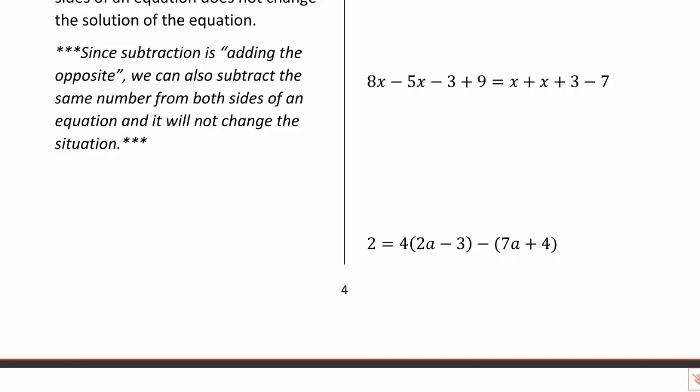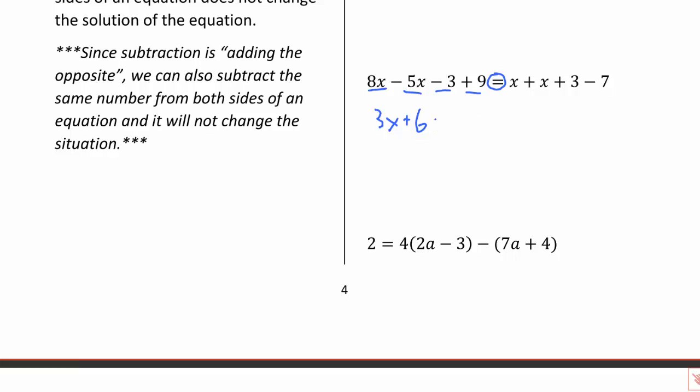Now, one thing we need to do before we do anything is simplify both sides. Notice that we have an equal sign here. On the left-hand side we have 8x minus 5x as like terms. So 8 minus 5 is 3, and label it as an x. Then we have negative 3 plus 9. They're opposite signs, so we subtract. That gives me 9 minus 3, which is positive 6.